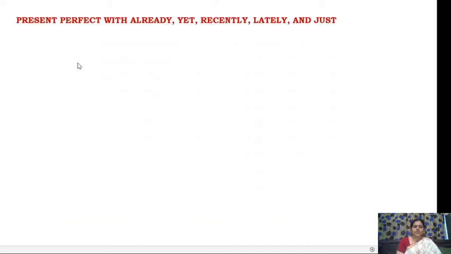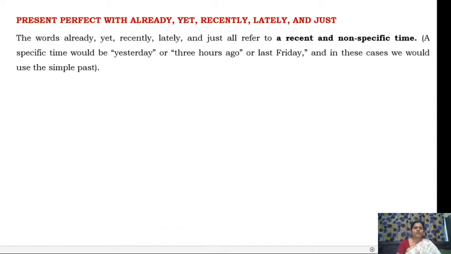So we have other words also which we usually use with present perfect tense. Those are already, yet, recently, lately, and just. So these are the words which we usually use with present perfect tense. Let us see the uses of each and every word.